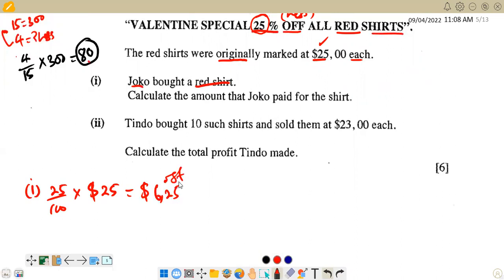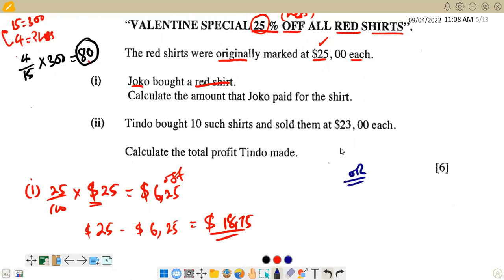So this is the amount that you're going to remove from what? From $25. So at the end, Joko is going to pay $25 minus $6.25. So it will be 25 minus $6.25. Okay, so what is the amount therefore that he is going to pay, which is $18.75. Okay, so that was the case. Or you can actually do it this way.